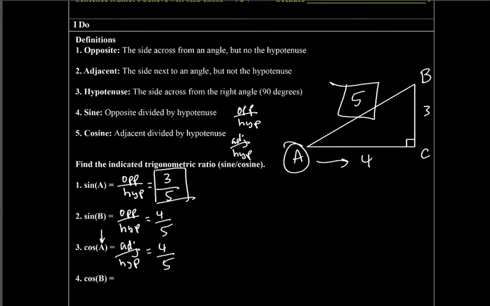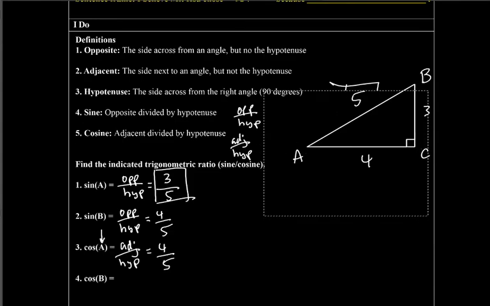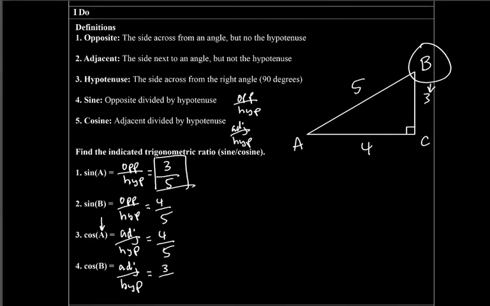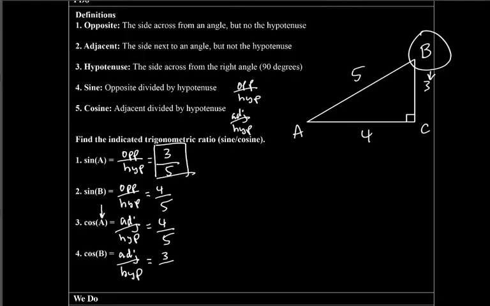So now let's look at cosine of angle B. That's still the same thing, adjacent over hypotenuse. So from B, the adjacent side is 3. And the hypotenuse is still 5.